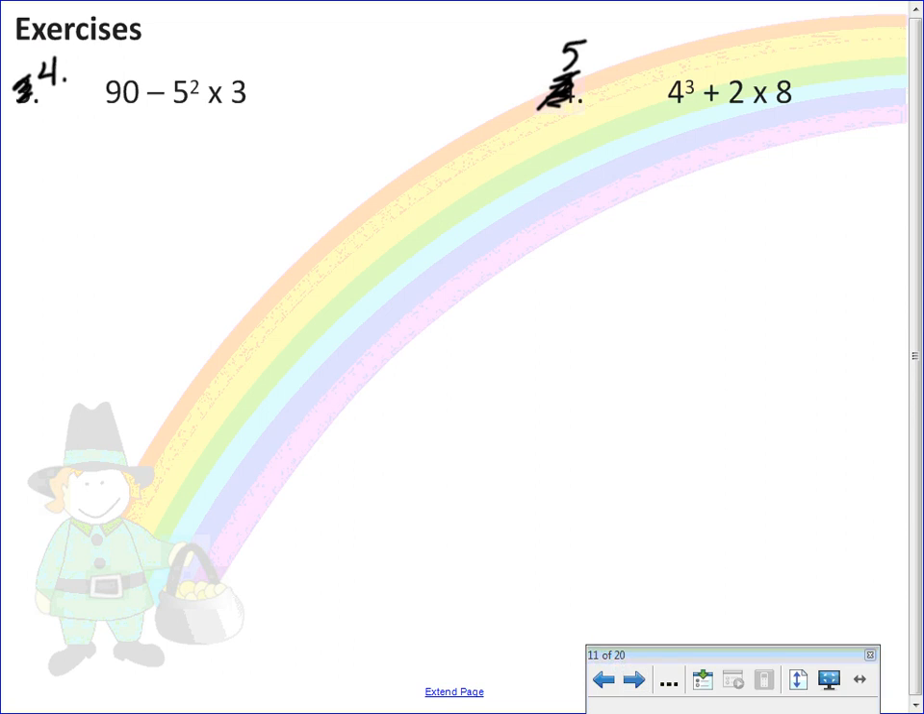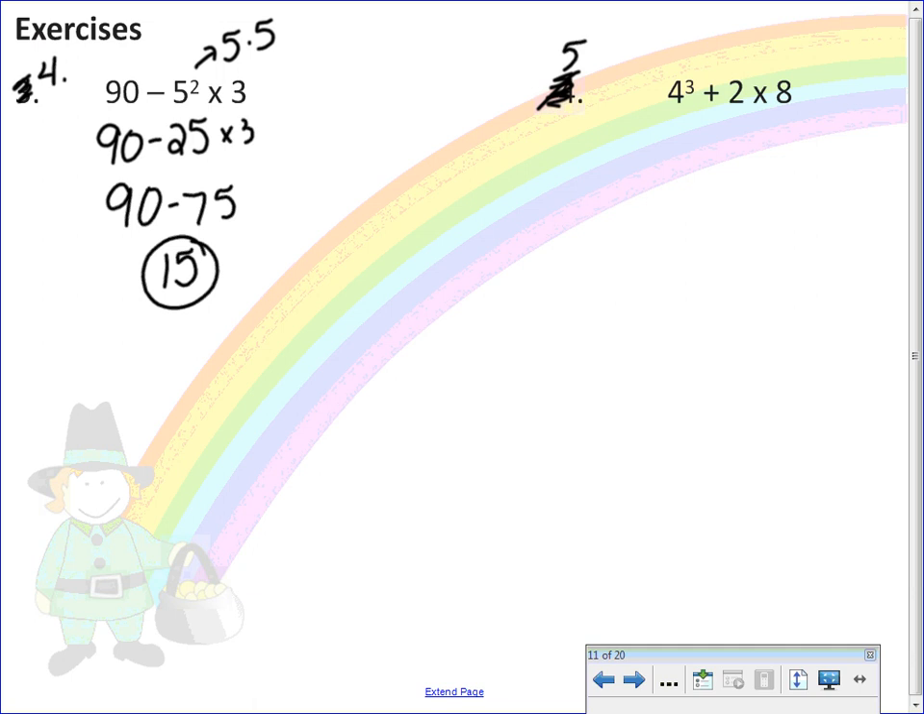First, we're going to solve the exponents. 90 minus 25 times 3. Remember that that is 5 times 5. That is not 5 times 2. That has completely different meaning. One is repeated addition. One is repeated multiplication. Then we have 90 minus 75. And then 15 is your answer.